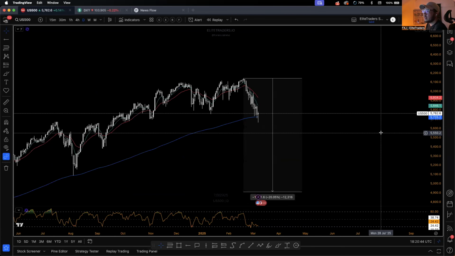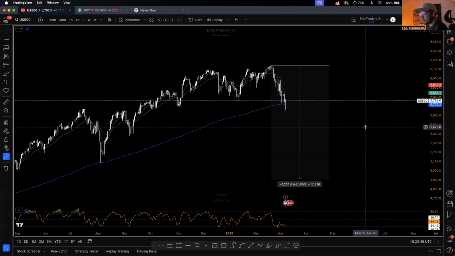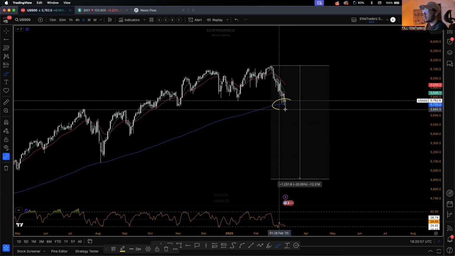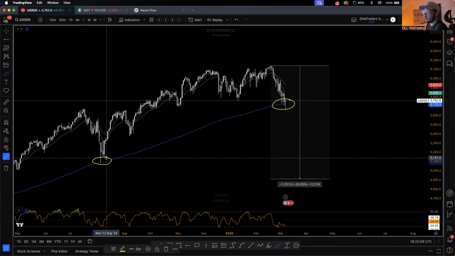So the equities market is interesting in my opinion. The S&P is looking like a retail trap. And I don't like saying that because it sounds so stupid. But the reason I'm saying it looks like a trap is because we've come down to this 200 moving average, just like we did here.